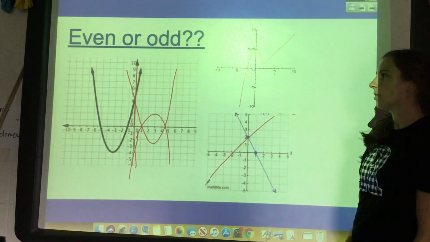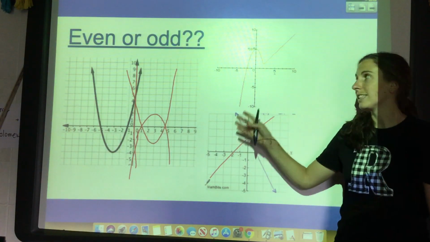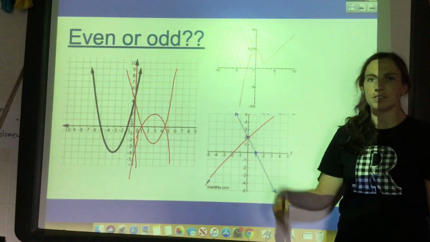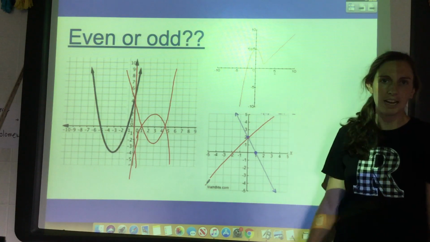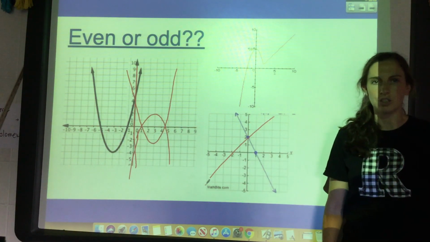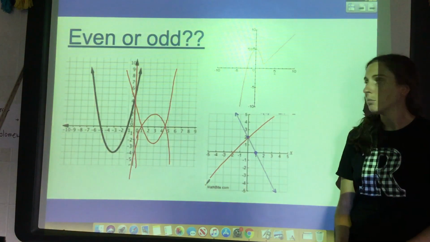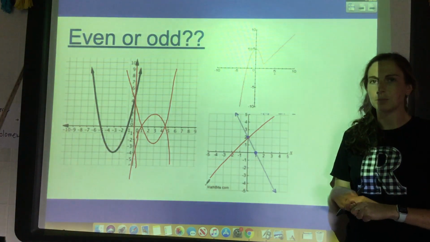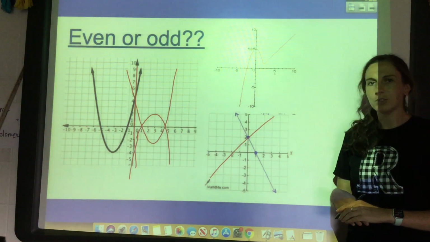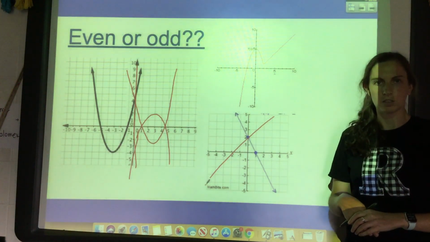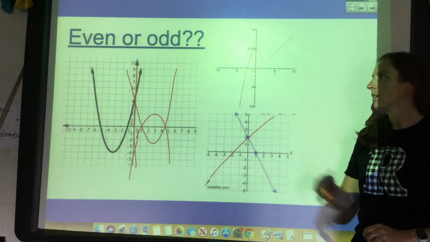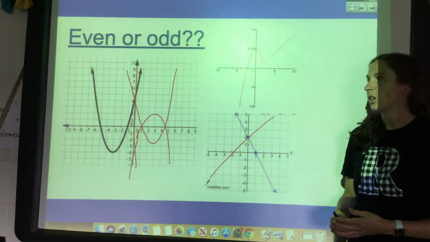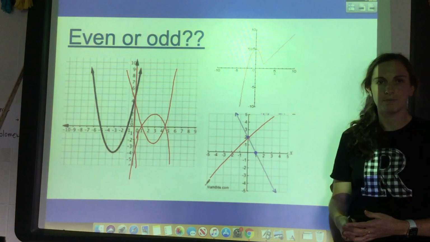So it is actually possible to have a function that is neither even nor odd. All of these are examples of that. They're not symmetric about the y-axis, and they're not symmetric about the origin, so it's a neither. In fact, most graphs are actually neither. It takes a special graph to be even or odd. Just as a side note, this is true of numbers as well. Only whole numbers could be even or odd. If you ever have decimals or fractions, those are neither even nor odd.